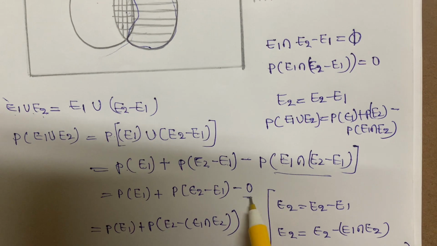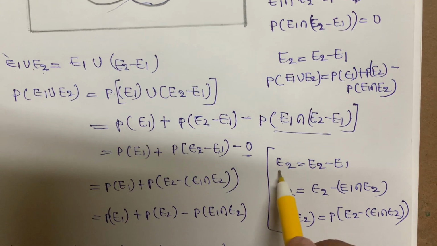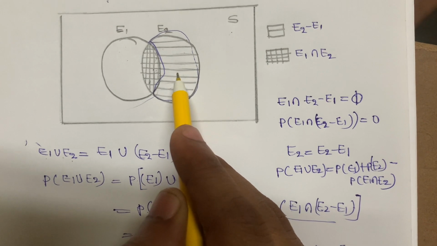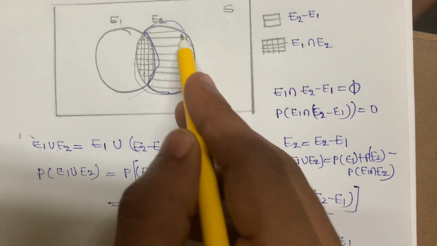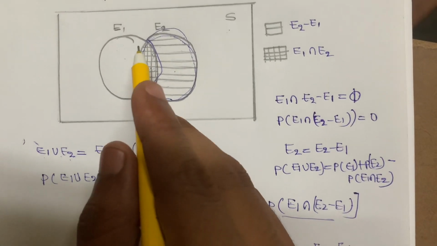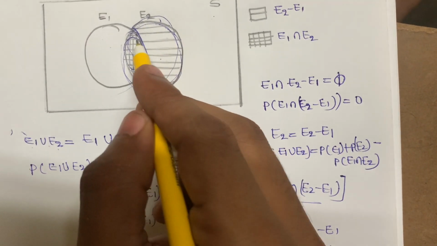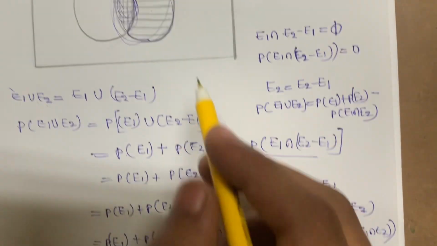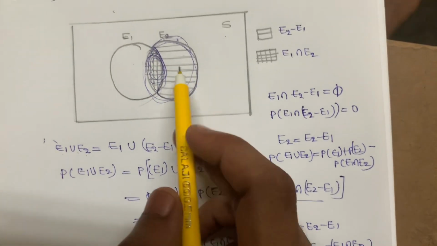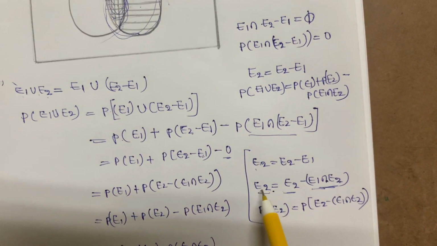This value is 0, and E2 minus E1, which means E2 can also be written as E2, which means this all, and E1 intersection E2, this part. Whole E2 minus this part can be written as E2 equal to E2 minus both intersection, E2 minus this intersection part, which will give E2.